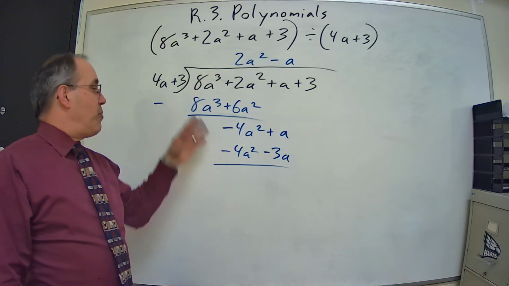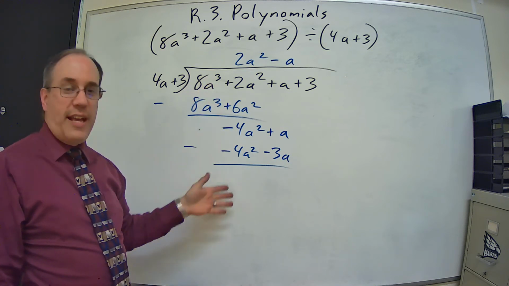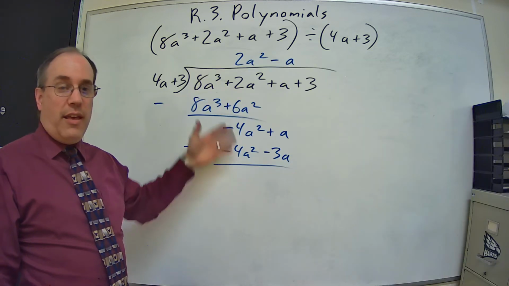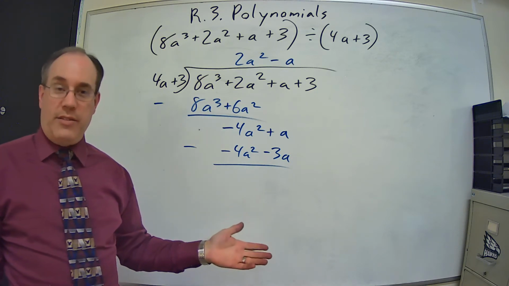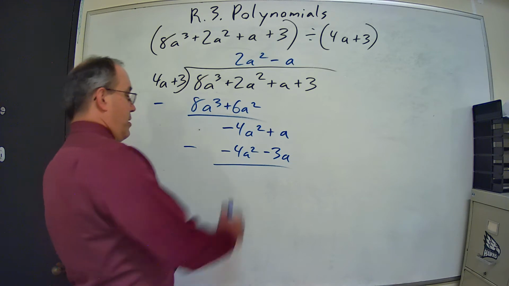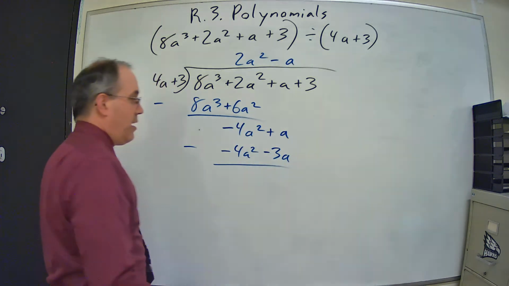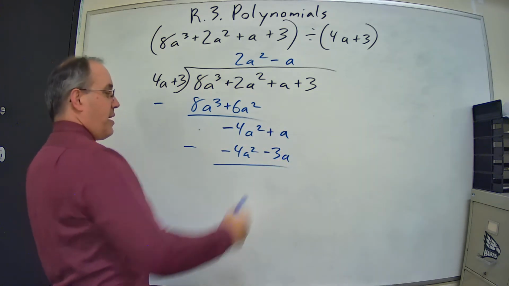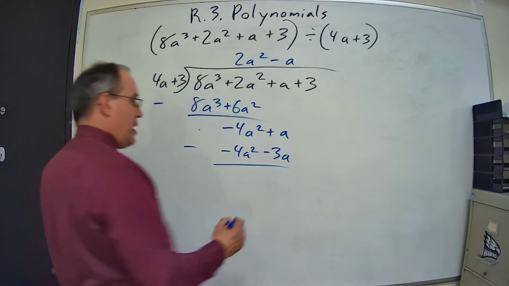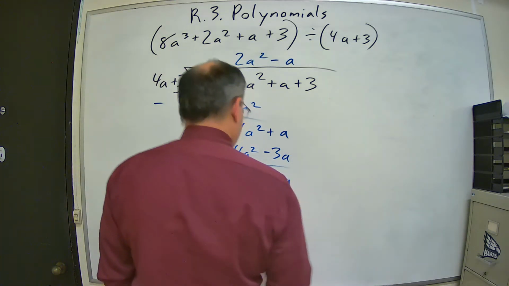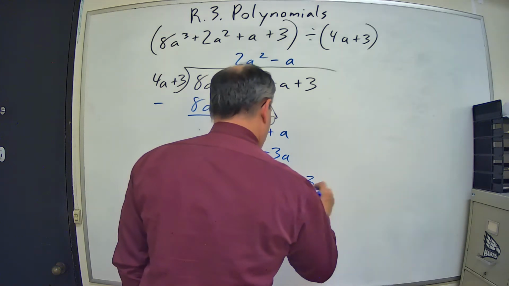Make sure you do that because it's not uncommon for people to say, well, it's going to cancel out, and they don't bother checking, and they did something wrong, they put the sign wrong, and it didn't really cancel out. So that canceled out, so we have a minus negative 3a. Well, a minus negative 3a is the same as a plus positive 3a, so a plus 3a is 4a. And we bring down the next term, plus 3.